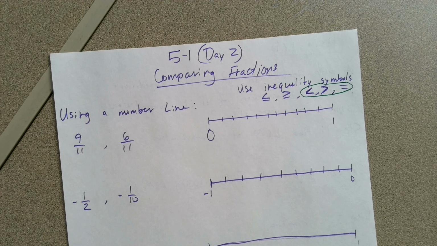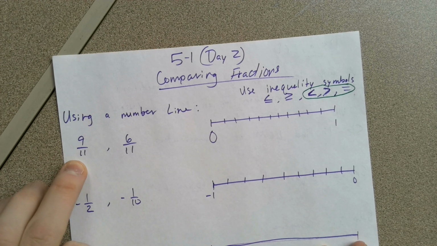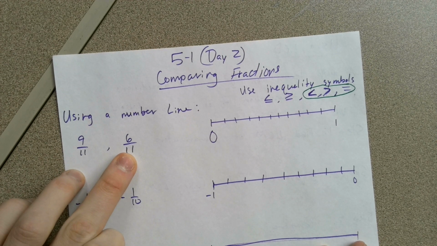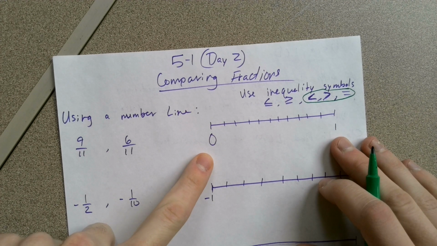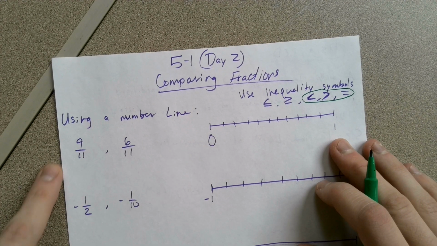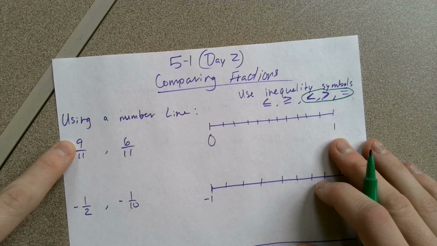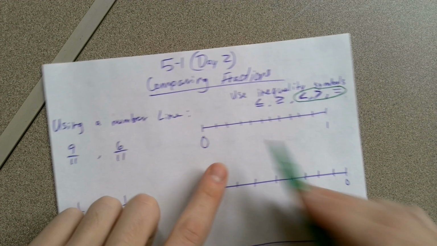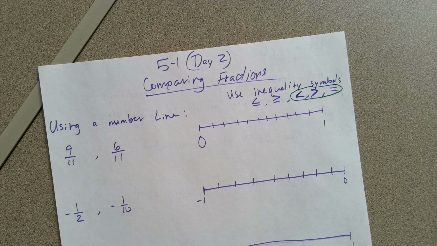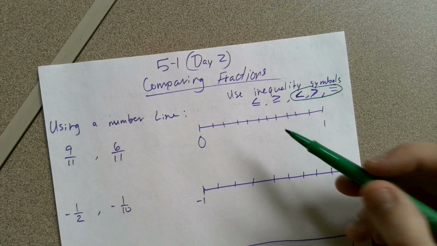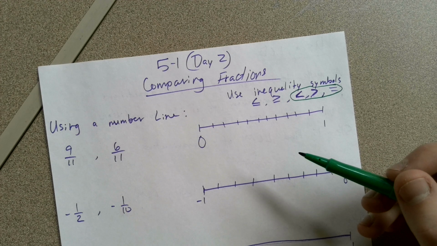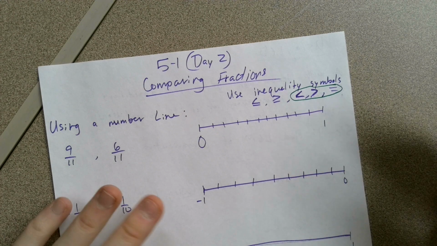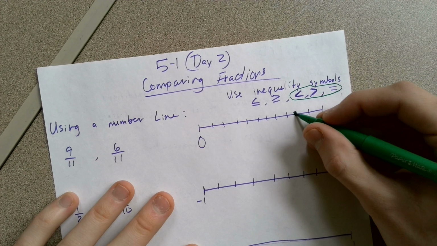So right away, they want us to compare these two fractions using a number line, 9/11ths and 6/11ths. Right away, I knew that they were both between 0 and 1, because if they were greater than 1, then they would be more than 11 on top, and if they're less than 0, they'd be a negative. So what I did here is I put 11 lines on here. I think I actually messed up when I made it. I think I actually put 12 lines. So we'll just scratch out this line right here, pretend that one's not there.